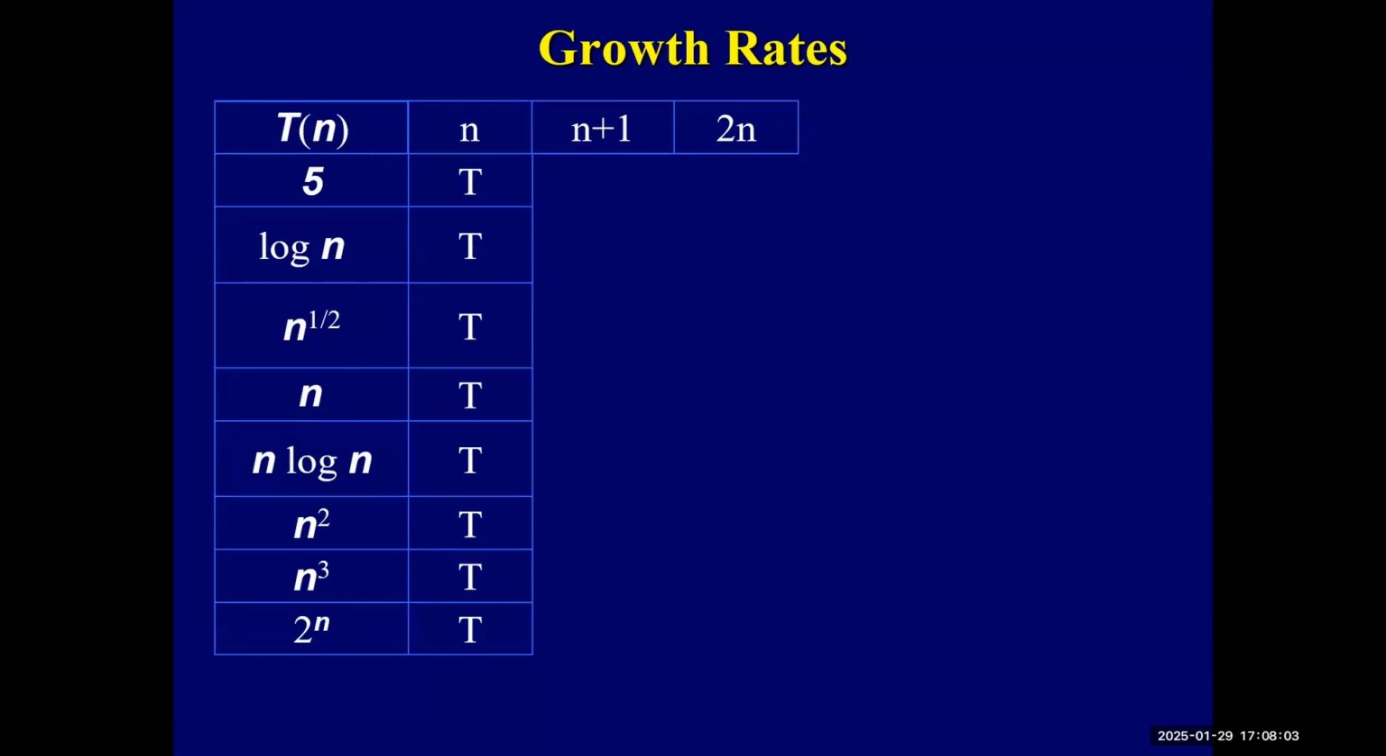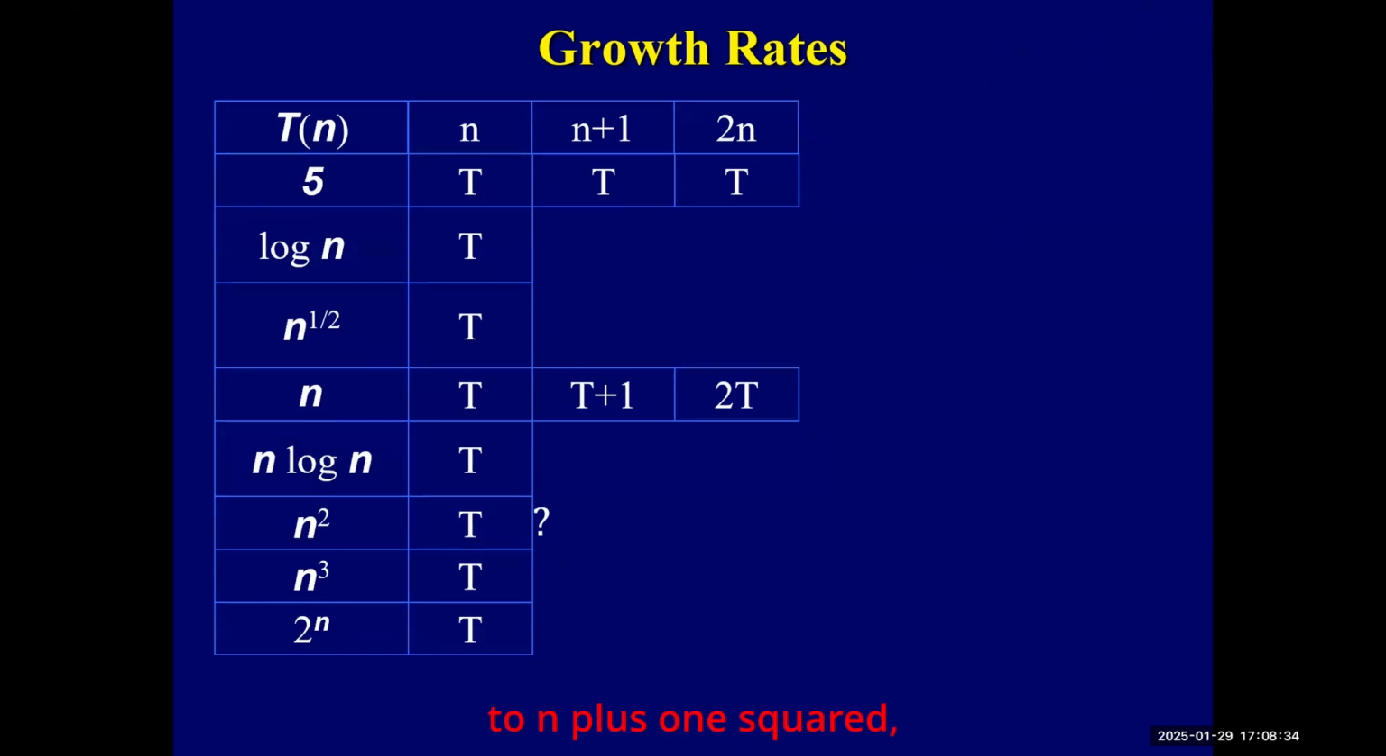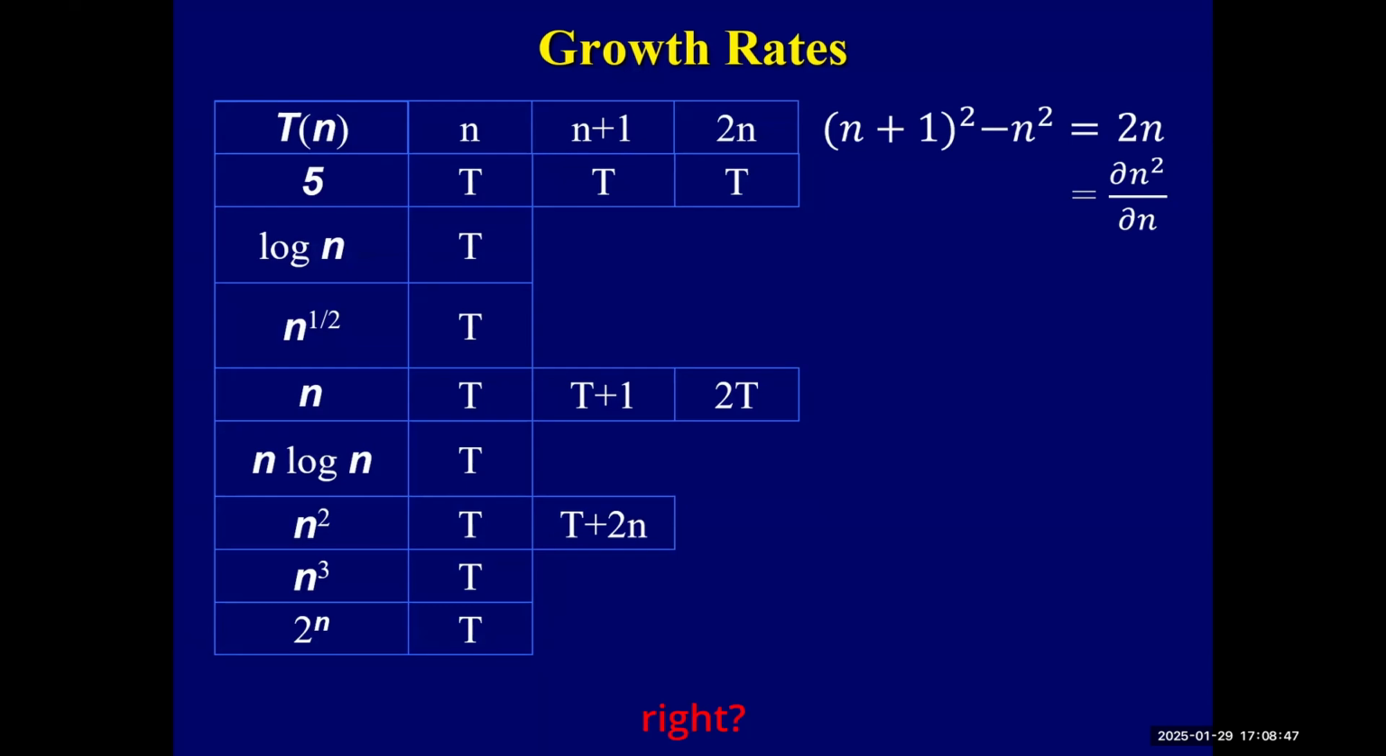So what about linear? If it goes up by 1, it increases by 1, and if you double the input, it doubles. This one, the constant, clearly doesn't change. N squared, if you make it 1 bigger, you go from n squared to n plus 1 squared. It increases by 2n. Here's the math: it's the derivative of n squared.